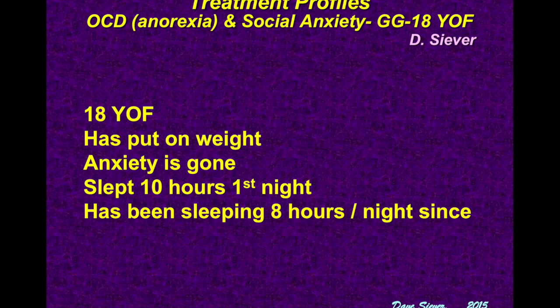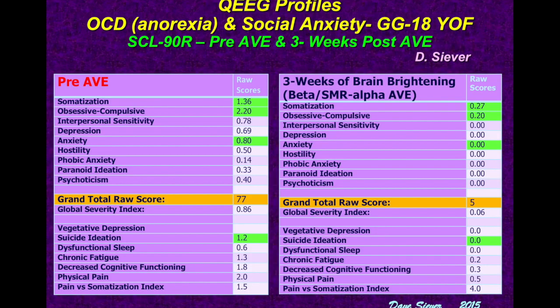She put on weight. Her anxiety is gone. She slept 10 hours the first night. And she's been sleeping 8 hours a night ever since. This is called an SCL-90R, or Symptom Checklist 90R. There's 90 questions. And you can see it measures these different scales.